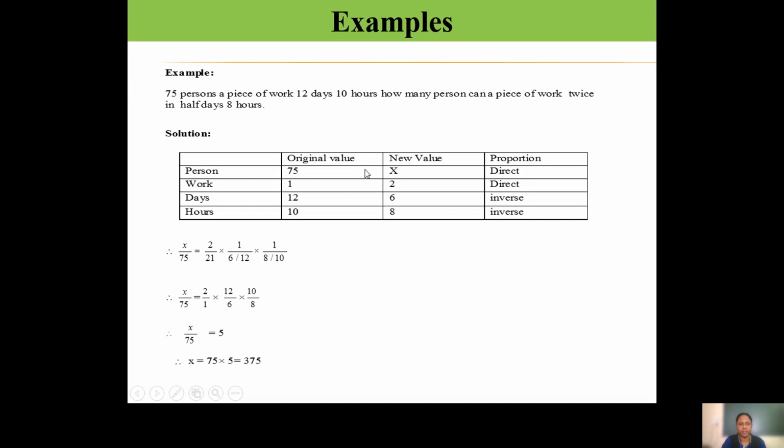So here we can also write a dash, and here we can write the ratio x upon 75. Okay, and here we can see that if we increase the days or hours, the work will be done in less time. So here we have to write the proportion as inverse. If we increase the hours or days, then the work will be finished before whatever time we are expecting. So here x upon 75 is equal to 2 upon 1.